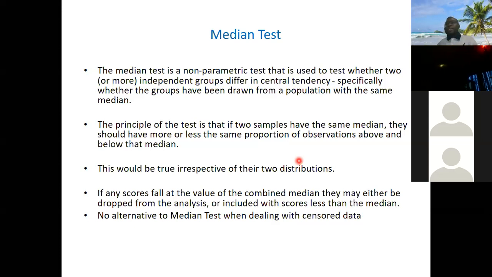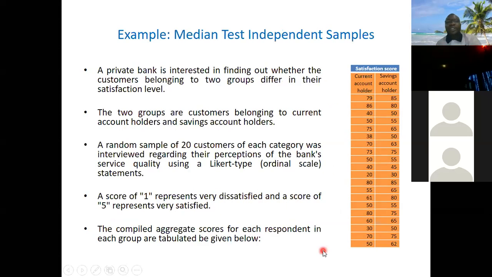So when you are having censored data, the non-parametric median test is the only option rather than Mann-Whitney. But apart from that, Mann-Whitney is stronger because it has a wider assumption. Okay, let's just continue. No alternative for this. Let's look at an example now.